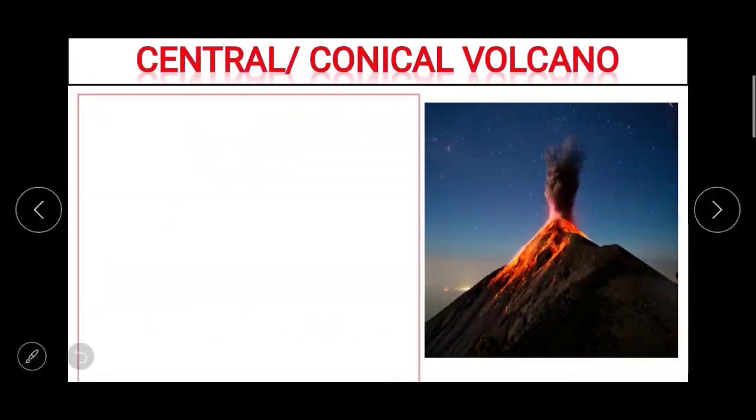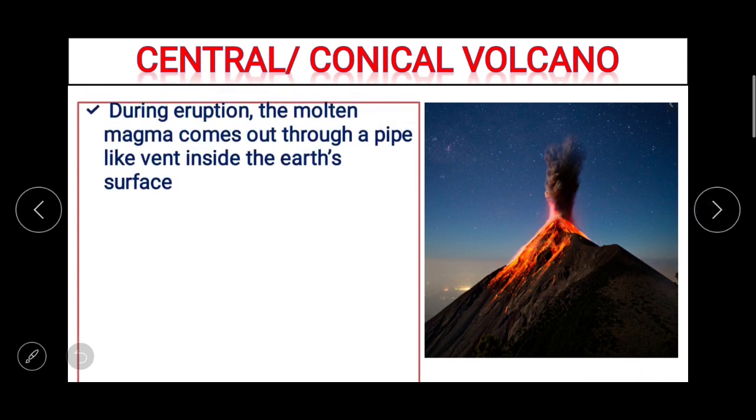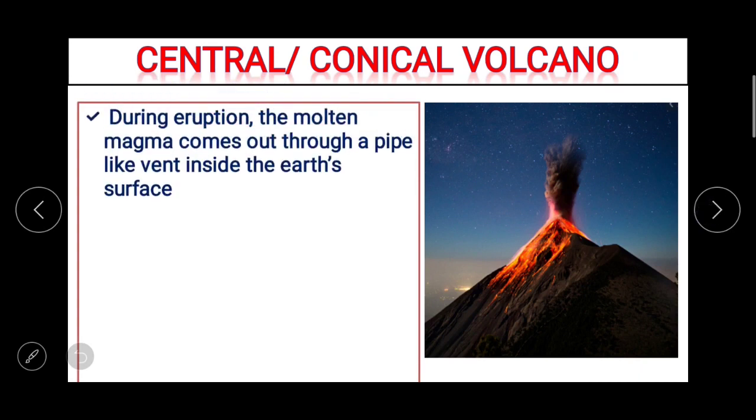Here again you can easily understand. Now, on the basis of the type of eruption, like in the earthquake, volcanoes can be divided into two types: central type or conical volcano, and the second one, fissure type volcanoes. So, here is the first one, central or conical volcano.